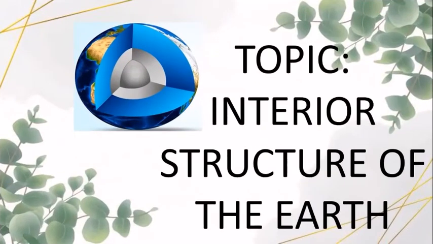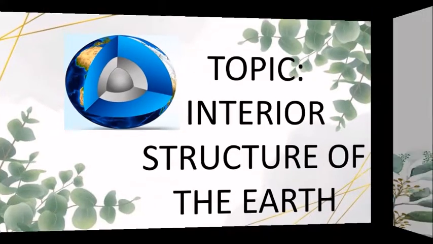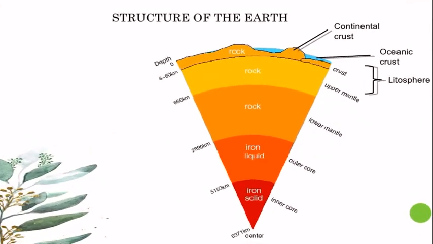Today, I am going to discuss the interior structure of the earth. You know, in the earlier class, from the earth's surface, if you move above, there is the atmosphere and outer space. And if we move below the earth's surface, we will get the interior structure of the earth, and there are also 3 layers. So let's go through the structure of the earth.